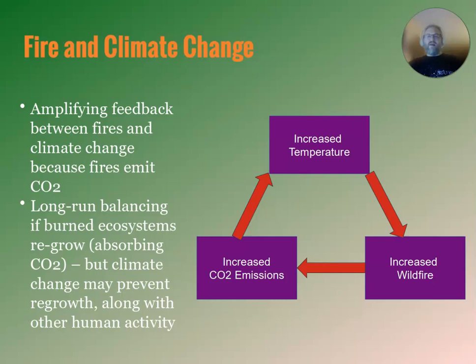Now, there is a long-run balancing effect if the burned ecosystems regrow. Because if you remember your carbon cycle, when carbon dioxide is released from the biosphere, either through respiration from animals breathing out, or through combustion, which is chemically the same kind of process, things burn and release CO2 into the atmosphere. Then that CO2 comes back out of the atmosphere through photosynthesis. So if you burn a forest and release a whole bunch of CO2 into the atmosphere, but then that forest regrows the way it was, it's going to regrow by pulling CO2 back out of the atmosphere. So in the long run, the regrowth of that forest will balance things back out.